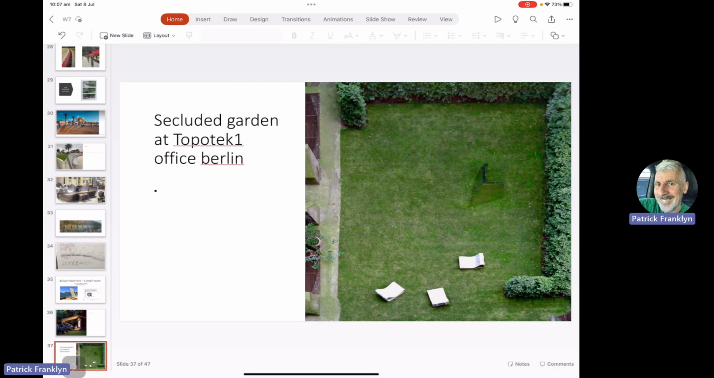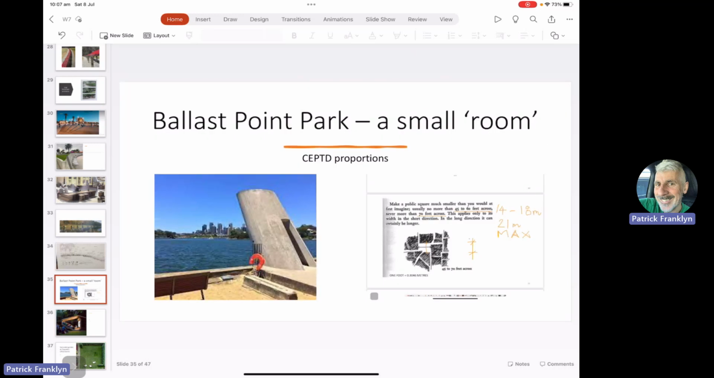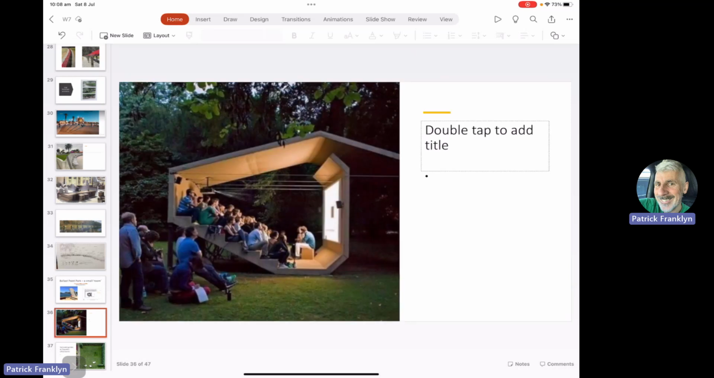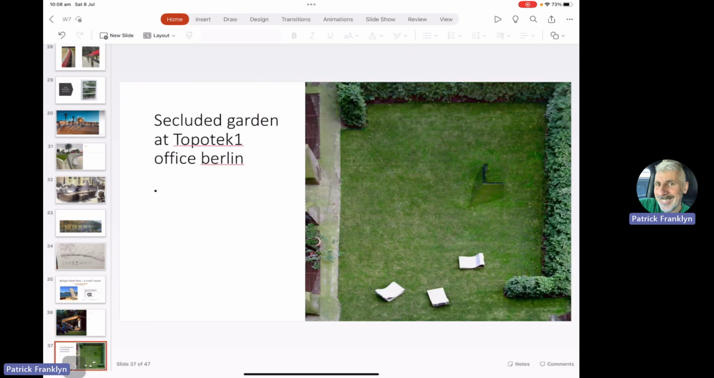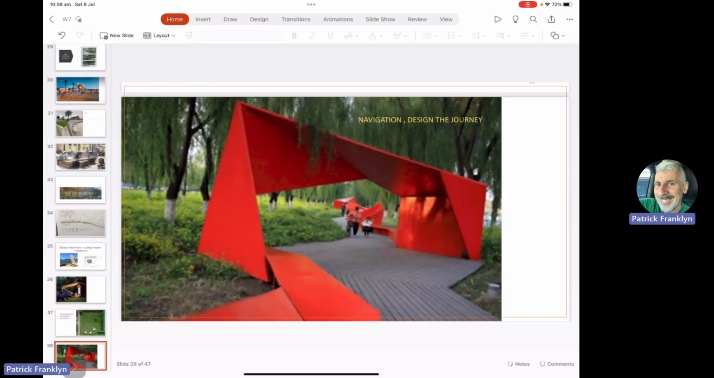This is their office garden in Berlin. I just put it here in relation to that proportion that Astrid was talking about, this 14 to 18 metres. And I'd be kind of interested, actually, in just what the proportions of this space are. What makes a comfortable gathering space for people?